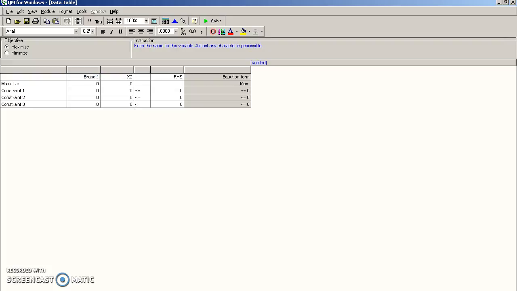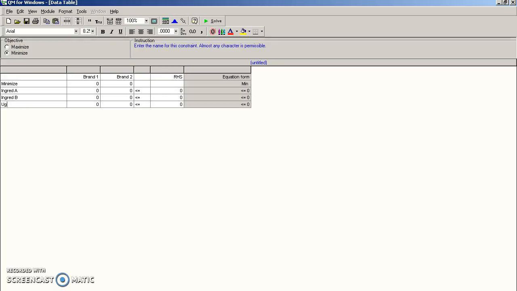Okay, brand one is our first, let's say, bag of turkey feed, and brand two is our second bag of different turkey feed. By the way, this is a minimization problem because we're going to try to minimize costs rather than maximize profit. And we've got ingredient A, we've got ingredient B, and we've got ingredient C.